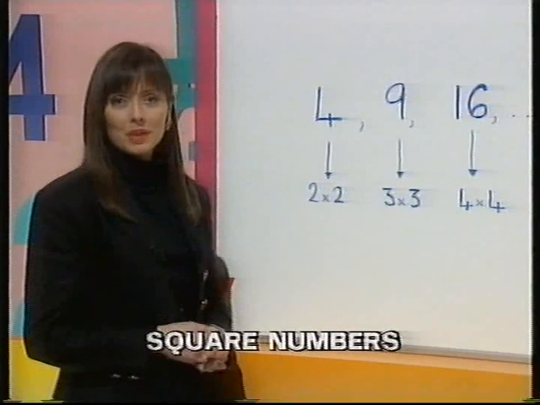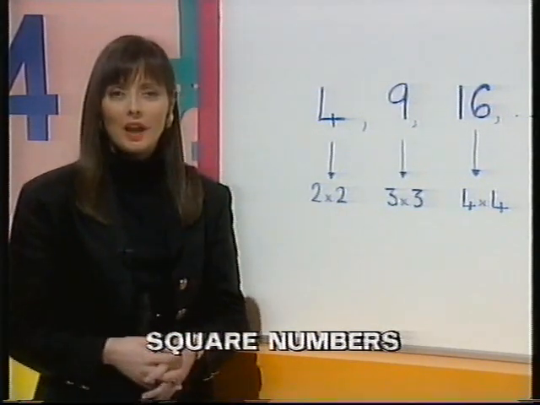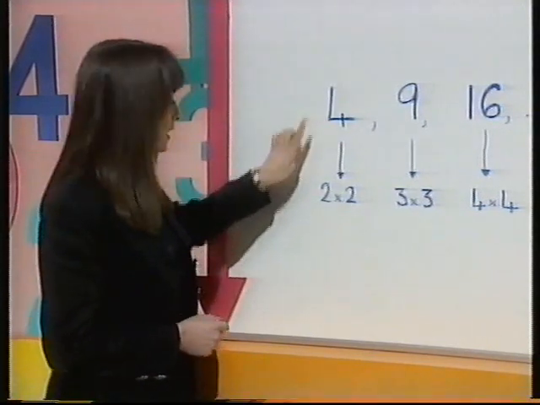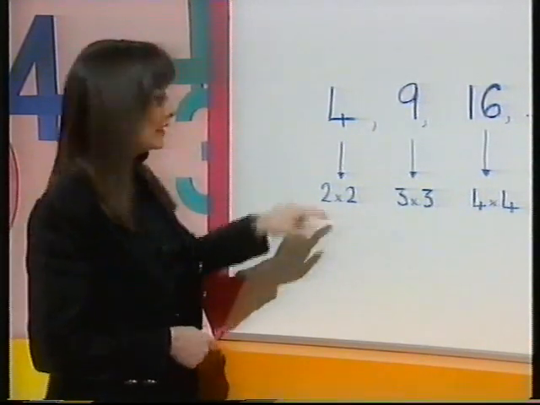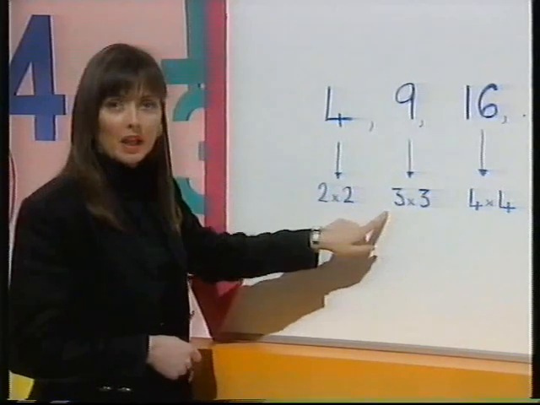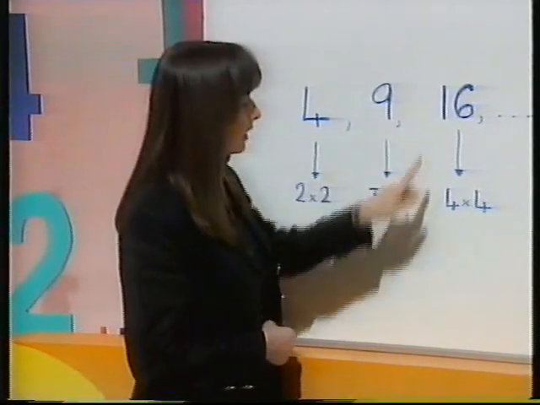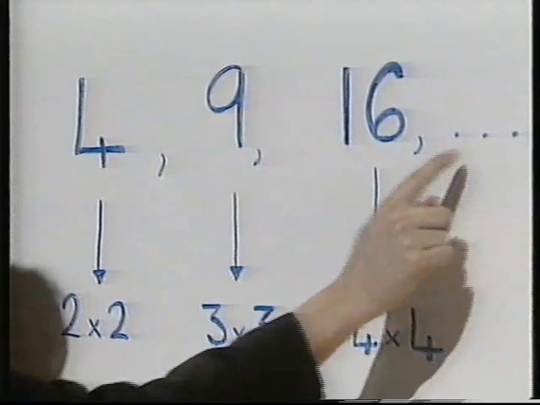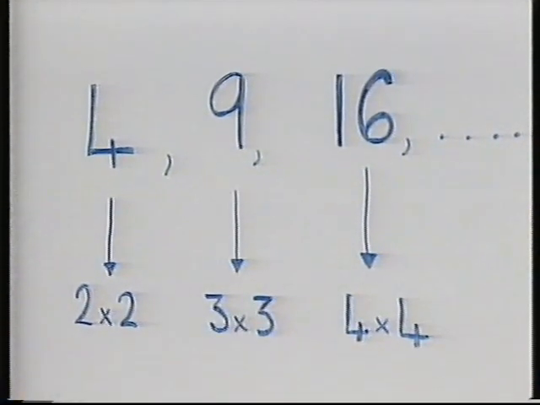Square numbers are numbers which result when any number is multiplied by itself. 4 is a square number because it's what you get by multiplying 2 by 2. 9 is 3 multiplied by 3, and 16 is 4 multiplied by 4. So this is a pattern of square numbers.